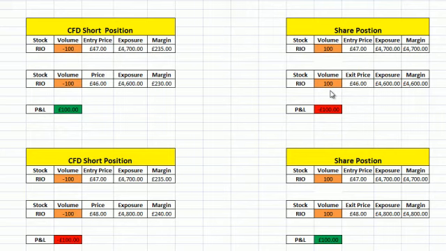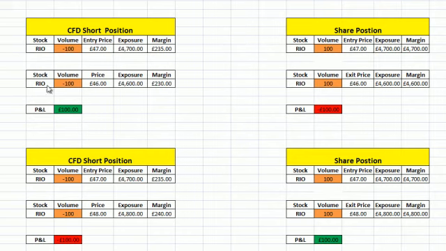So let's say we were correct. Rio did go against us. That's why we initiated the hedge. It's gone down in a trading day to £46. Now we're still holding the 100 in our share account, but the exposure has gone down to £4,600, so down 100 quid. As you can see in our P&L, in that share trade, we're losing £100.